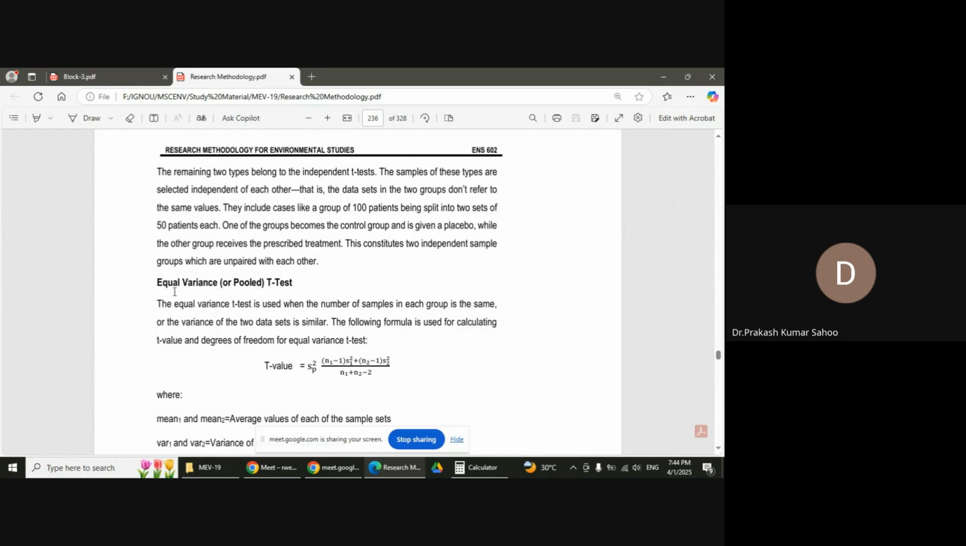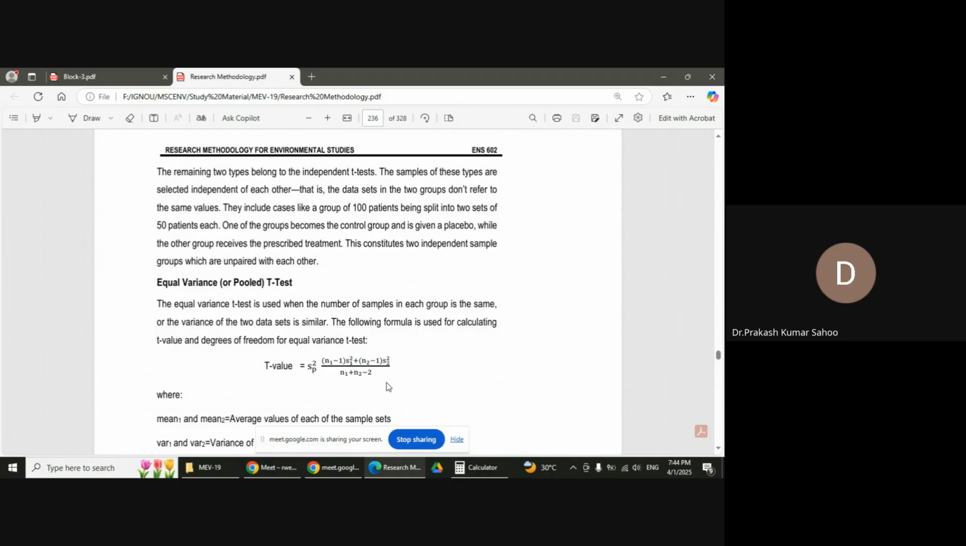Then we have equal variance or pooled t-test. This is another category, and this is used when the number of samples in each group is the same. Very good. This is another important part. When the number of samples in the group is the same, that is n1 and n2 both are the same, then instead of writing n1 minus 1 and n2 minus 1, the degree of freedom is written as n1 plus n2 minus 2.